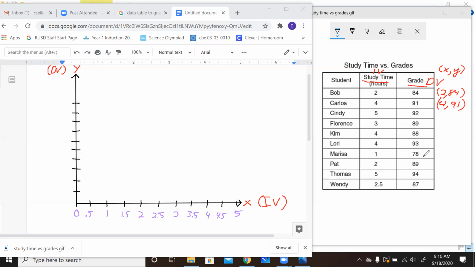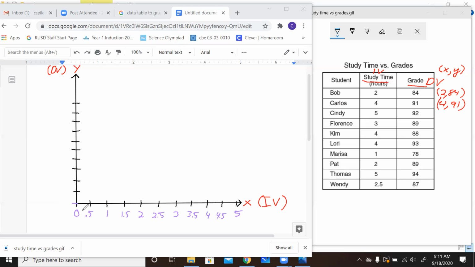We could do a 70 to 100 scale. We could do a 50 to 100 scale. We could do pretty much anything. You do not have to start at 0 if you don't want to, and if your data doesn't reflect this. So what I'm gonna do here, I'm gonna extend this just a little bit.